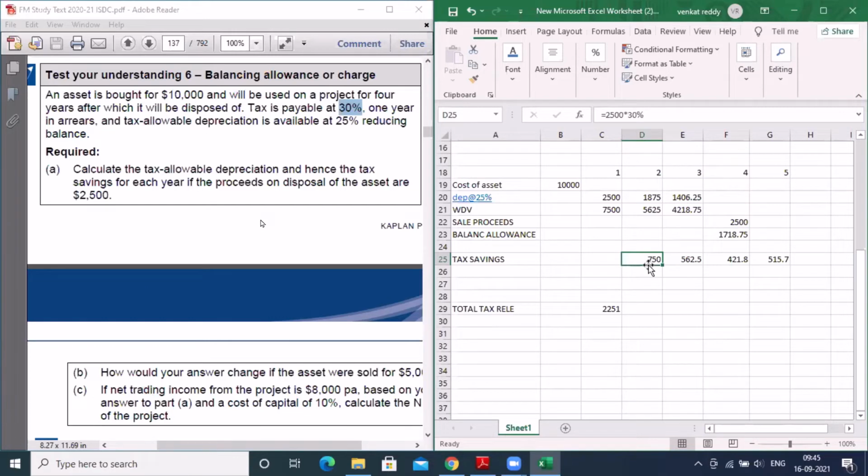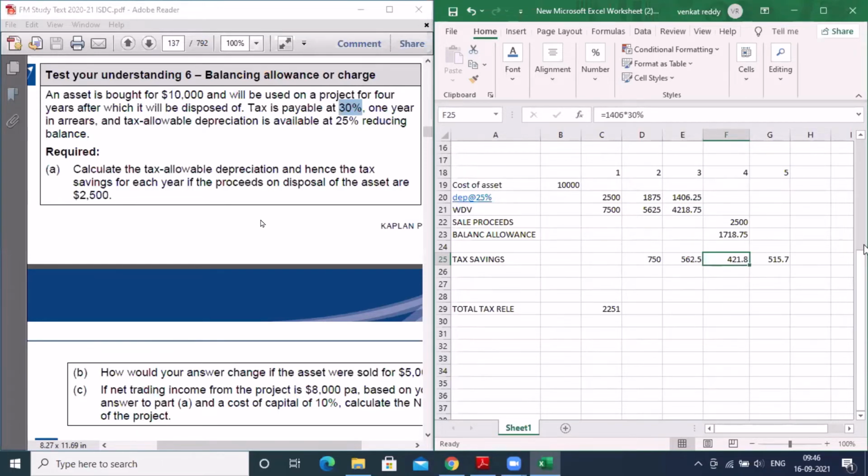Now, when it comes to the second year, we claimed a depreciation of 1875. So the tax saving on this 1875 will be considered in the third year. That is 1875 into again 30%. And when it comes to the fourth year, the tax depreciation of the third year, that is 1406 into 30%. So it comes to 422.